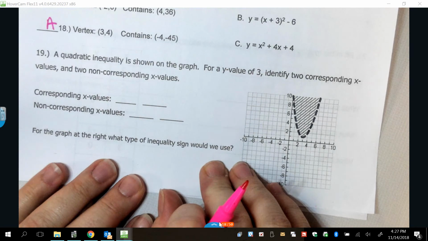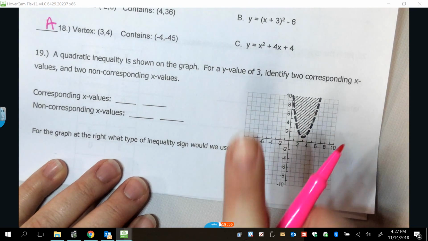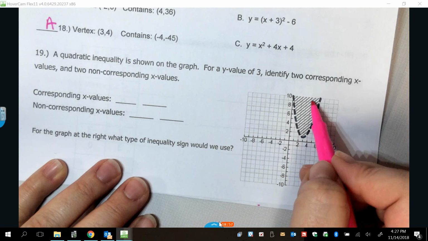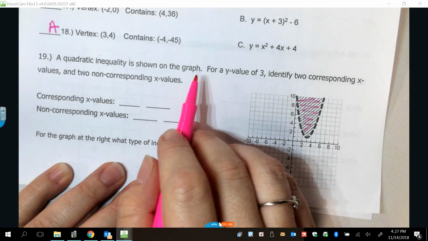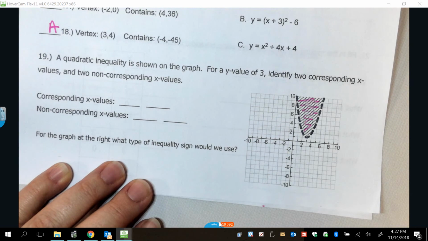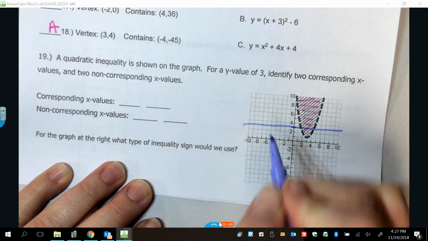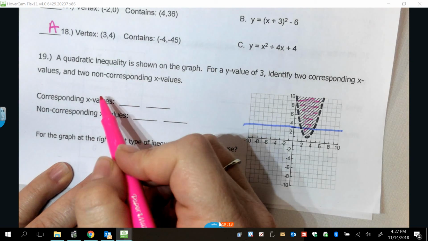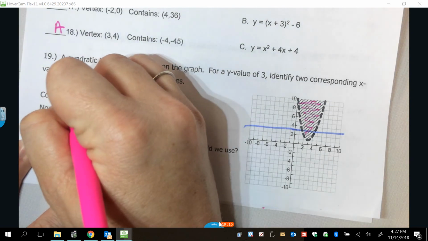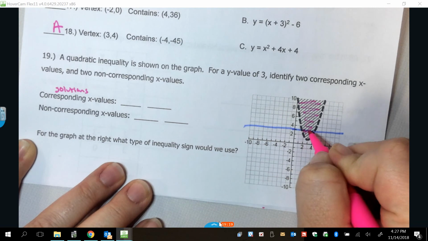A quadratic inequality is shown. Okay, remember dashed lines do not hold solutions. Solid lines and shaded areas hold solutions. So my only solutions are in here. For a y value of 3, I want you to realize that y is your height. So at a height of 3, find 2 corresponding and 2 non-corresponding. Remember, corresponding means solutions. What x's make that a solution? So all of these in here.